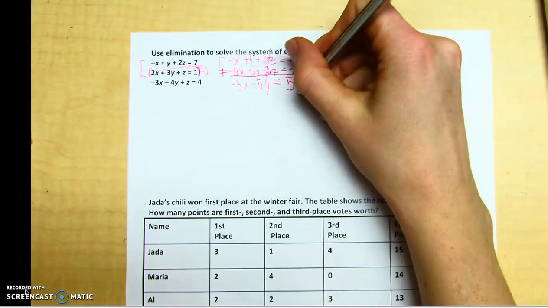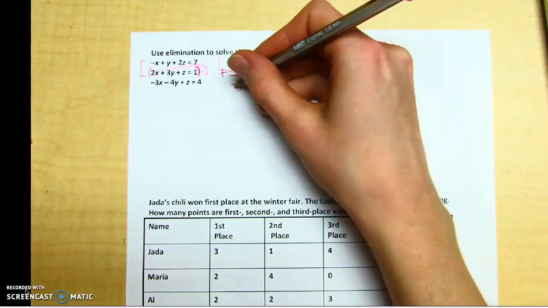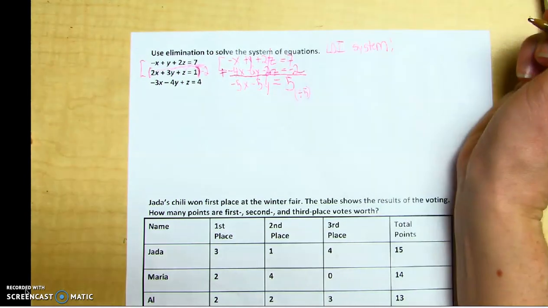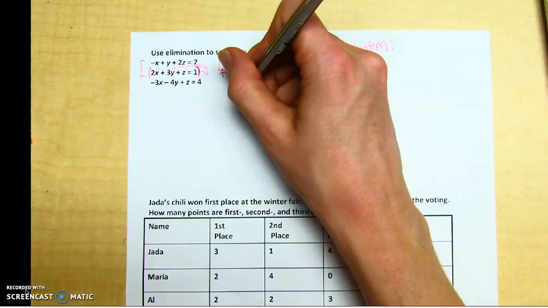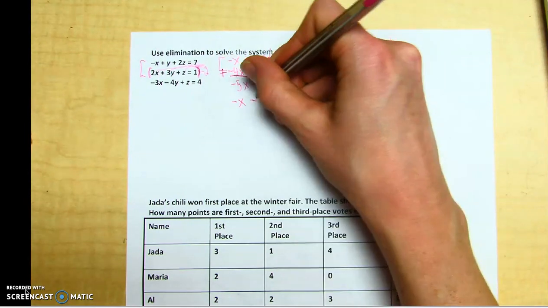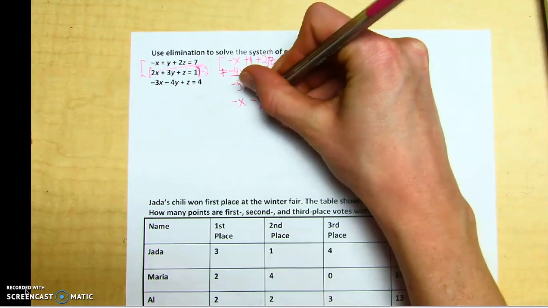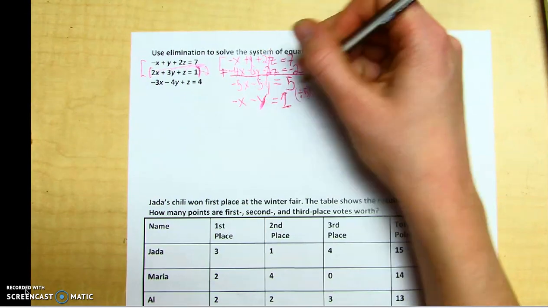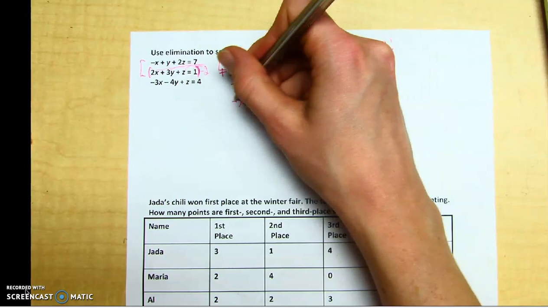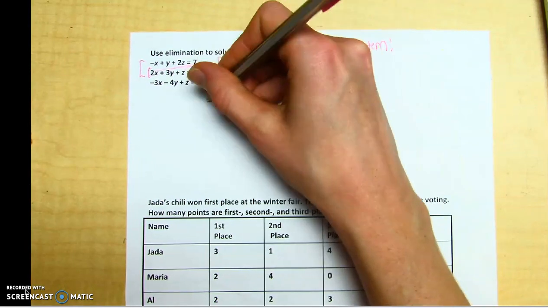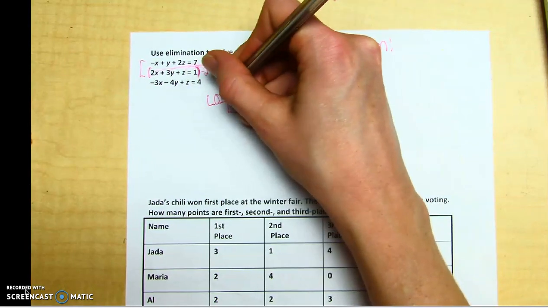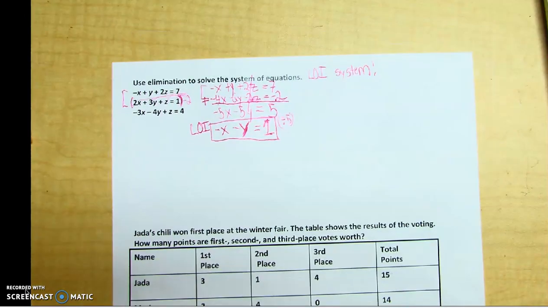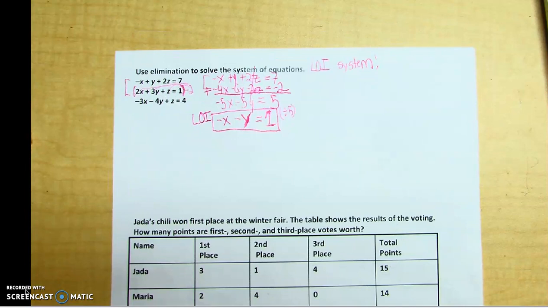Remember, I can make my life easier. Do you notice how 5 goes into all of these numbers? If I divide the whole thing by 5, I can get just -x minus y equals 1, right? This is going to be my first line of intersection that I'm going to use to solve my system, right?